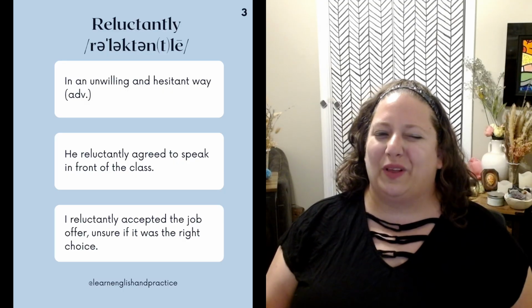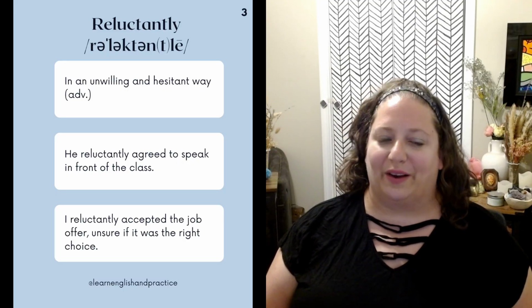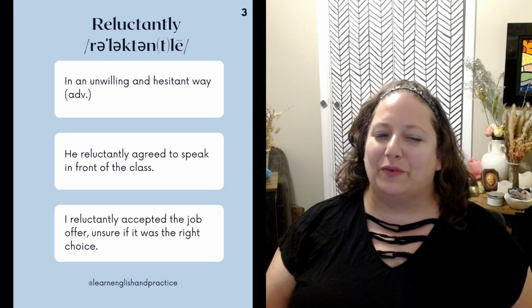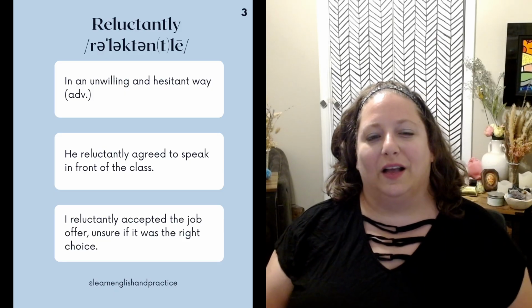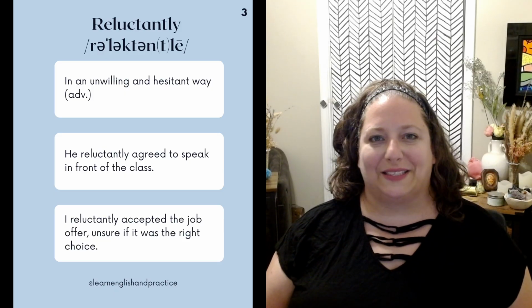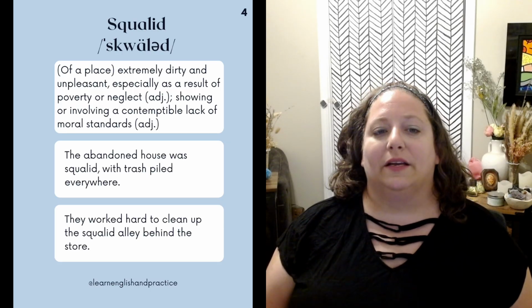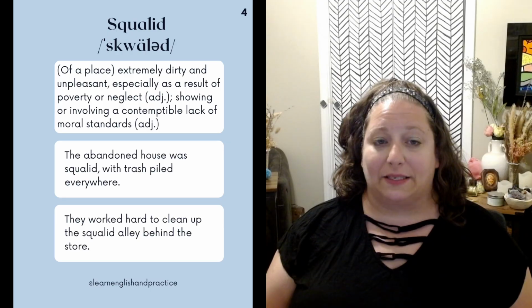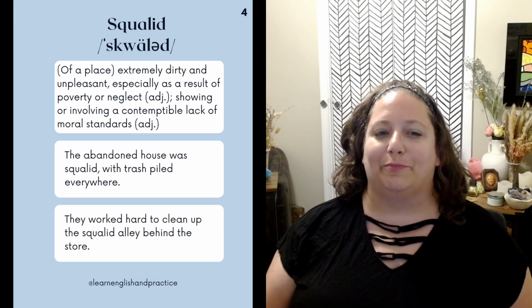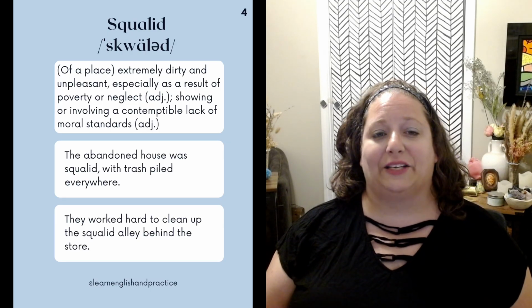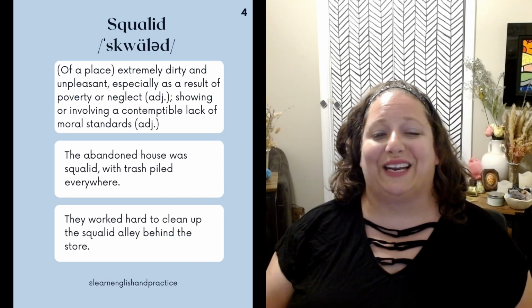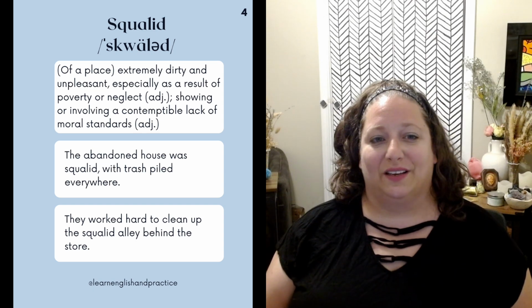Examples are: He reluctantly agreed to speak in front of the class. I reluctantly accepted the job offer, unsure if it was the right choice. Squalid. This means, of a place, extremely dirty and unpleasant, especially as a result of poverty or neglect, as an adjective. Showing or involving a contemptible lack of moral standards, as an adjective.